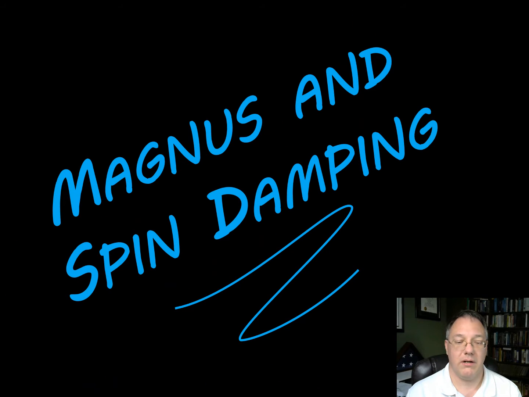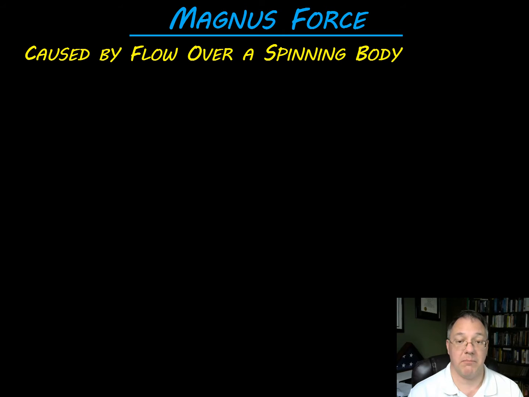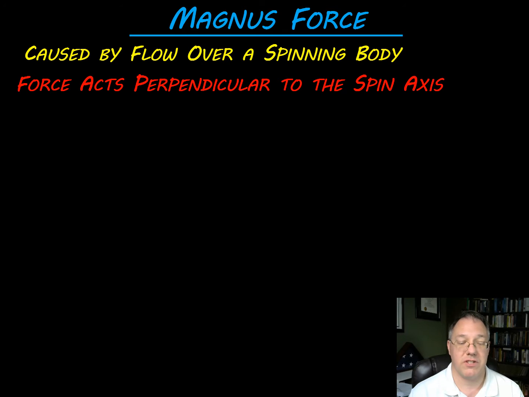Okay, Dr. Cook here. In our last video, we introduced some forces from drag as we go through a fluid. But I want to talk a little bit about Magnus and spin damping and some of the other things that are happening to our bodies, or rigid bodies, as they move through a fluid. The first one is this Magnus force. Now this is caused by flow over a spinning body, right? As something is spinning. Now this force acts perpendicular to the spin axis.